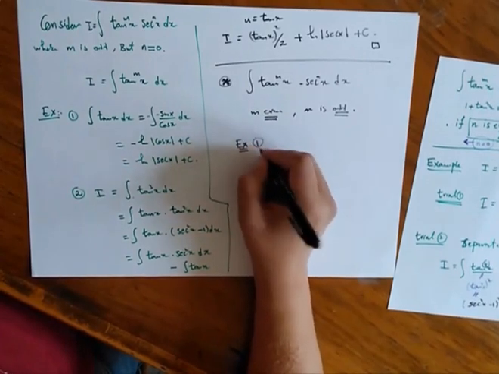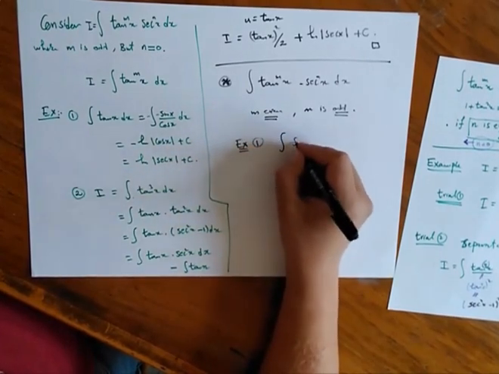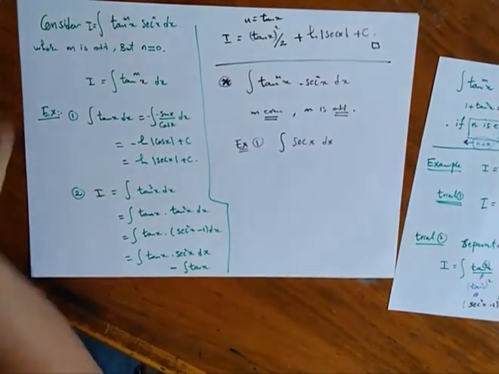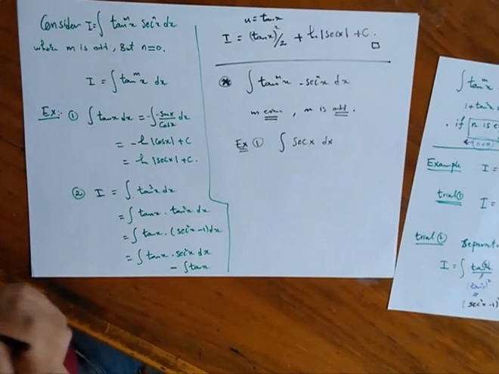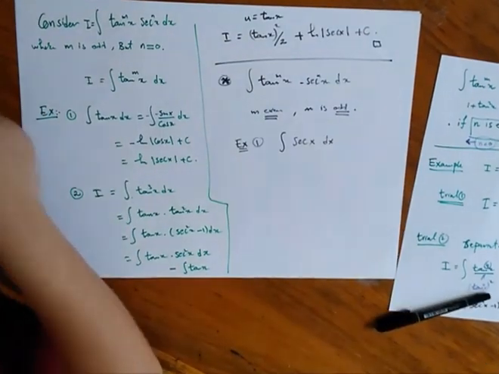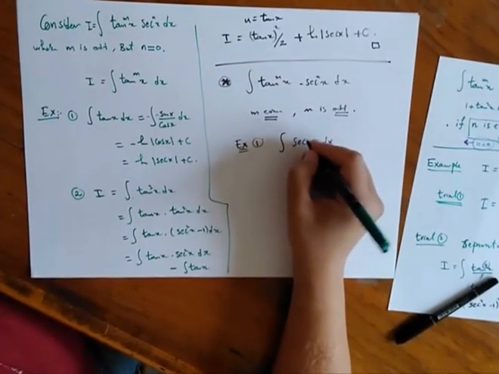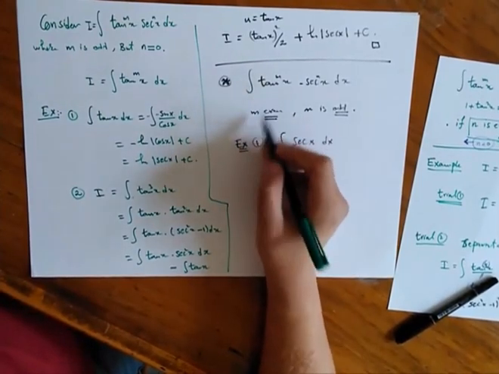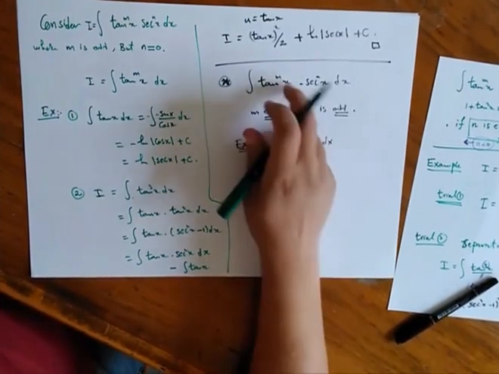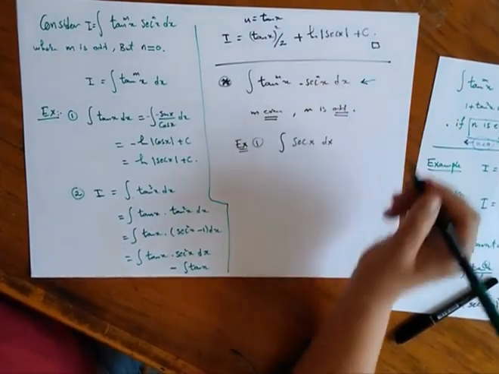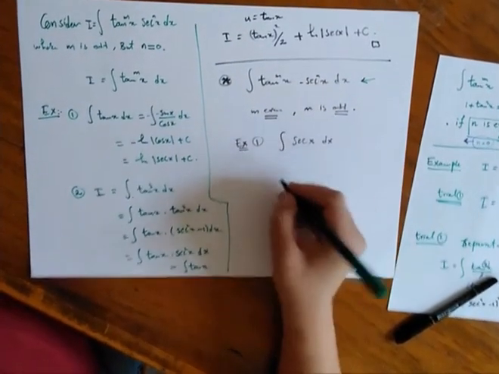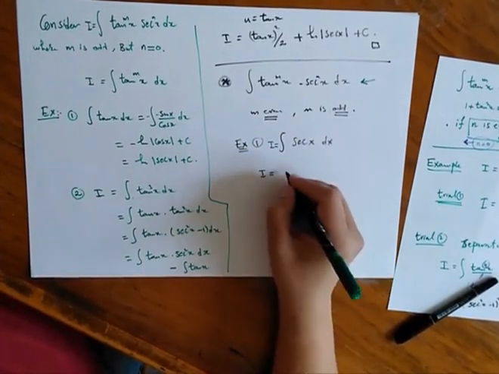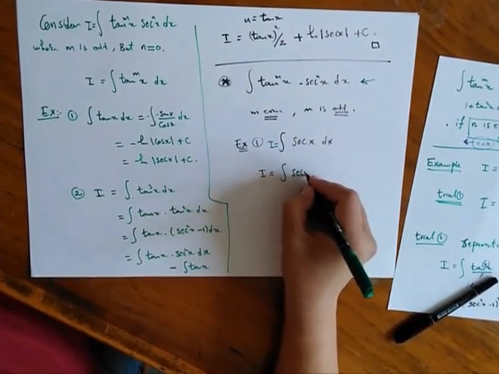The first one is the integral of sec x dx, which is not hard, but it's tricky. Now the power of the secant is 1, so it's odd, and the power of the tan is 0, which is even. So we are in this case, and this can be done easily. Let's call this I. So I is going to be the integral of sec x.